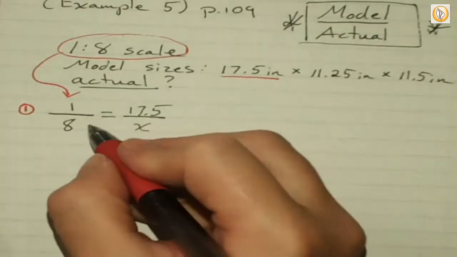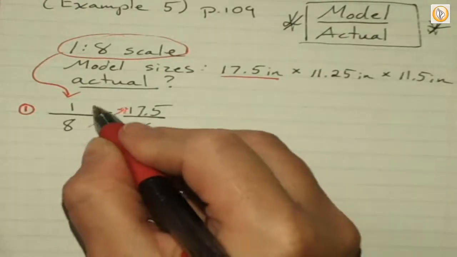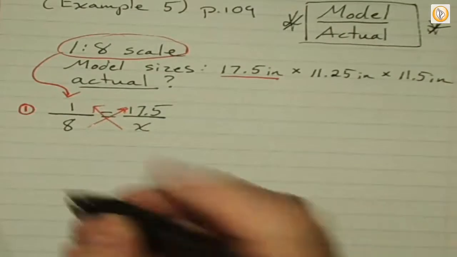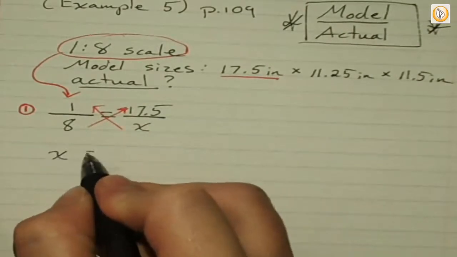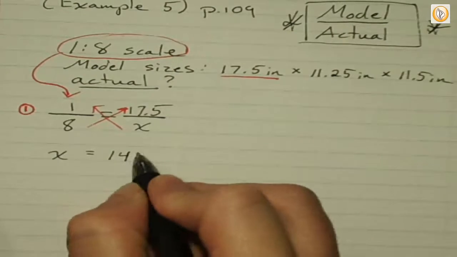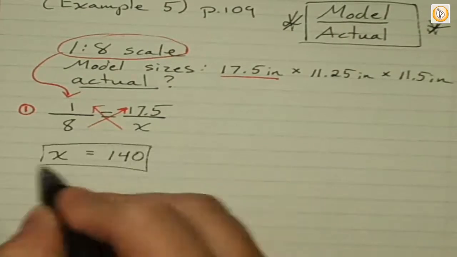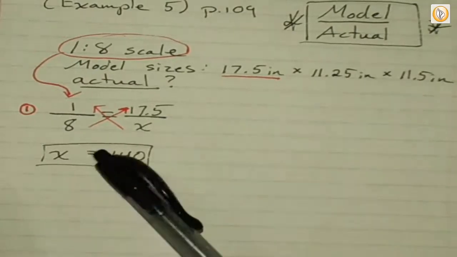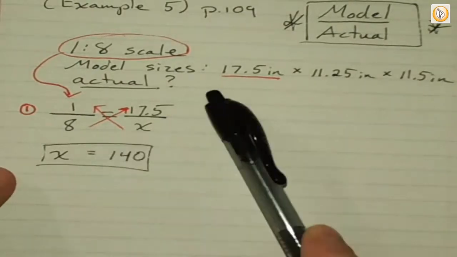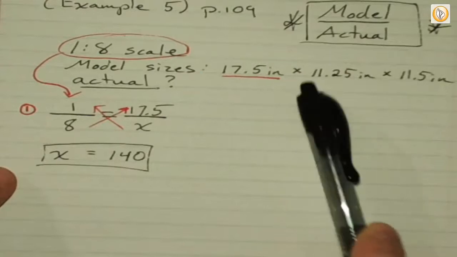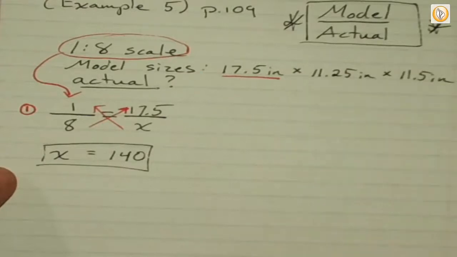Now we do our infamous cross multiplying. And I get X equals, and I'm just going to tell you, 140. Why is it infamous? Because we do it all the time. Okay, but I'm not done yet. That's the first size for the actual. Now we got to do the second one.